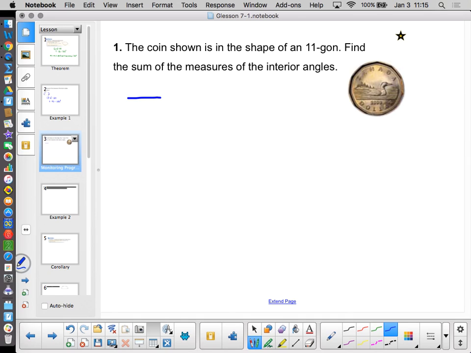Now, solution, again, 11 minus 2 times 180, or 9 times 180. I don't have my calculator in my hand right now. Wait a minute. Now I do. But that'd be 900 plus 720, or 1620, I believe, is the correct answer. Let me double check that. Yep, 1620 degrees. Hopefully that's the choice you chose in the Edpuzzle.